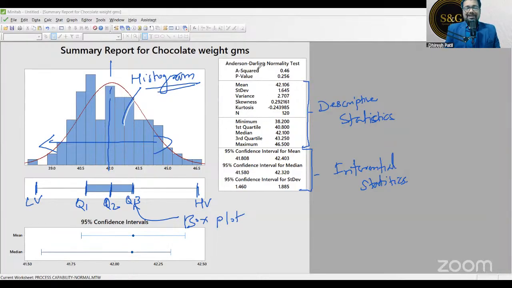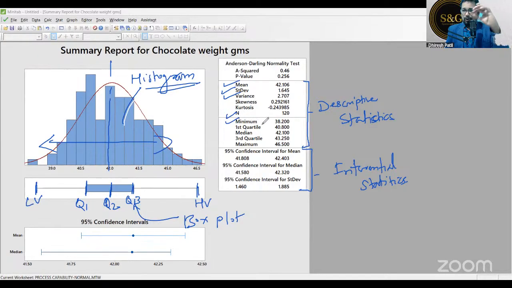So in the descriptive statistics, have we covered mean, standard deviation, variance, number of data points? Just give me yes in the chat box. Have we covered that? Everybody? Very good. Now, apart from that, have we covered the minimum?